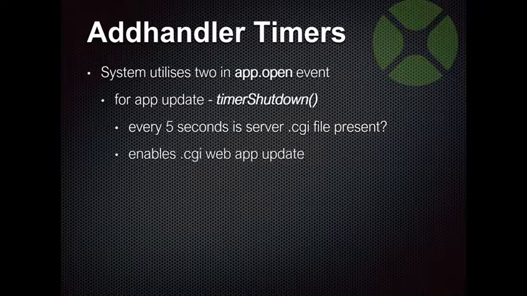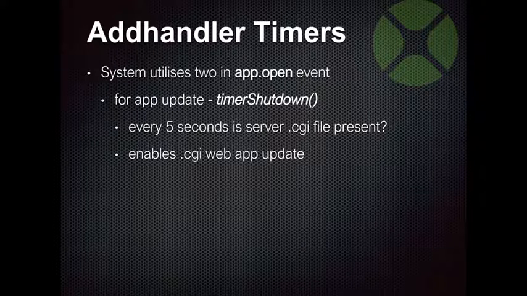Now, the shutdown timer. CGI web apps are running all the time. So if you build a CGI app and then you go and upload it onto your server, the old one's still running. It's very difficult, certainly in my provider, to shut the app down and then restart it. So by popping a timer in there that checks every 5 seconds for this particular file, the .cgi file, if the file exists, it keeps on running.